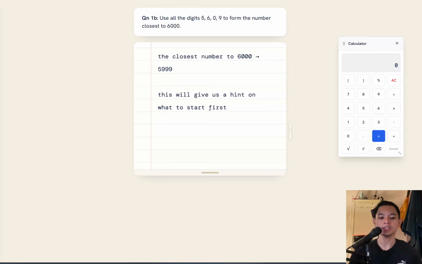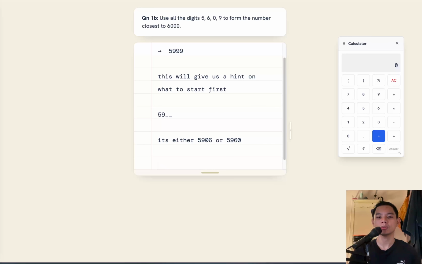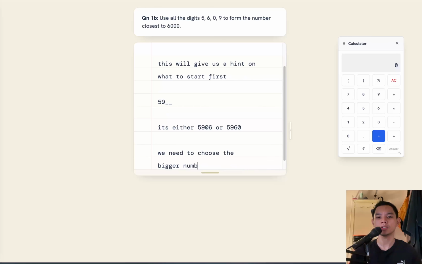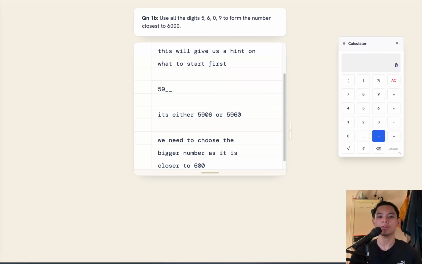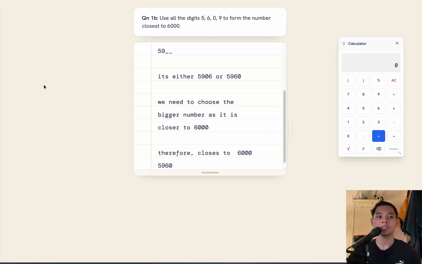So we know that it is 59, but then we don't know the other two digits, 59 something something. So in this case, it's either 5906 or 5960. So we need to choose the bigger number as it is closer to 6,000. Therefore, the closest to 6,000 is 5960. There you go. So that's the answer, 5960.